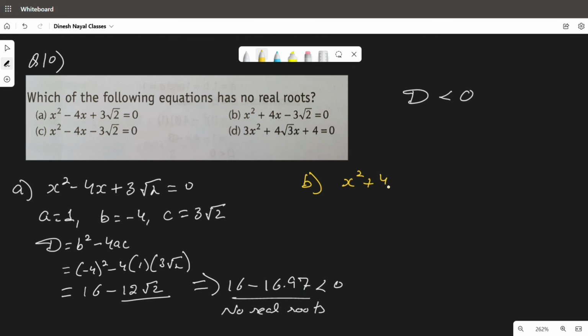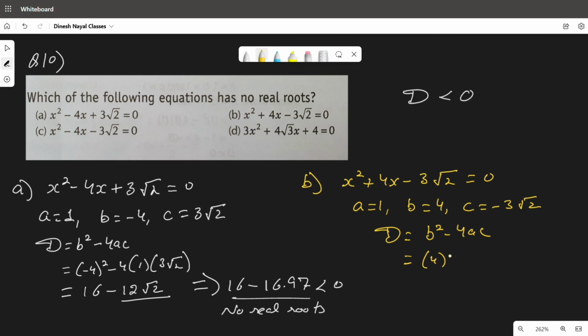So B is x square plus 4x minus 3 root 2 equals 0. Now again writing all the values. A is 1, B is 4, C is minus 3 root 2. Okay, now calculating D discriminant, which is b square minus 4ac. So this is 4 square minus 4 into A is 1, C is minus 3 root 2.